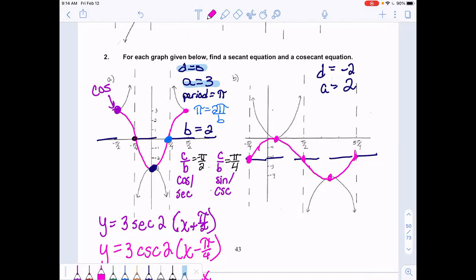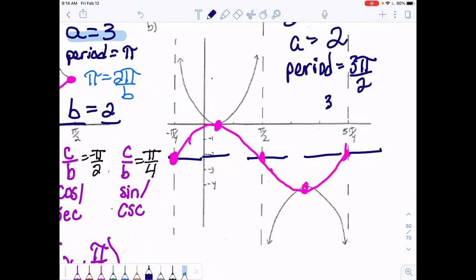The period is the entire distance from negative pi over 4 to 5 pi over 4. Hannah, what did you say for the period? 3 pi over 2. So I have 5 pi over 4, adding another one makes 6 pi over 4 or 3 pi over 2. And then if I set that equal to 2 pi over b, what'd you get for b? 4/3. It's kind of weird having that 4/3. But that's our b value.